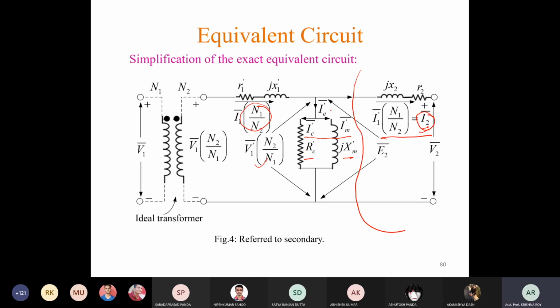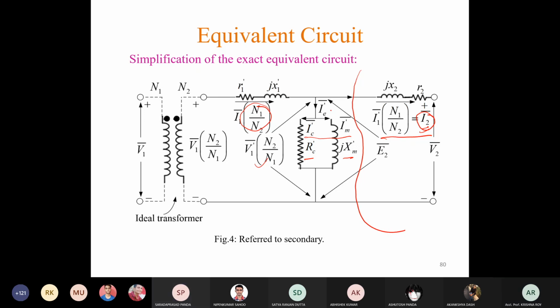Now tell me, which one is easier, transferring to primary side or secondary side? Transferring to primary, obviously, because it deals with a lesser number of parameters. While transferring from primary to secondary, we have a larger number of quantities that have to be transferred to the secondary side, because we represent this shunt branch in the primary side only.